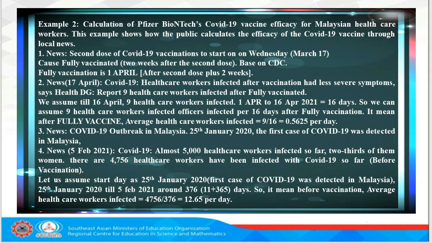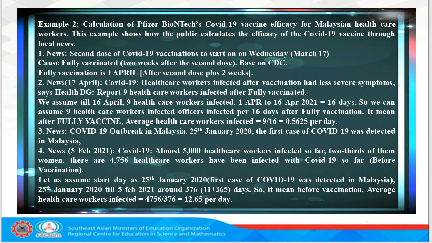Calculation of Pfizer-BioNTech's COVID-19 vaccine efficacy for Malaysian healthcare workers. This example shows how the public calculates the efficacy of the COVID-19 vaccine through local news. 1. News. Second dose of COVID-19 vaccinations to start on Wednesday, the 17th of March. Fully vaccinated is 2 weeks after the second dose. Based on CDC, full vaccination is the 1st of April, after the second dose plus 2 weeks.